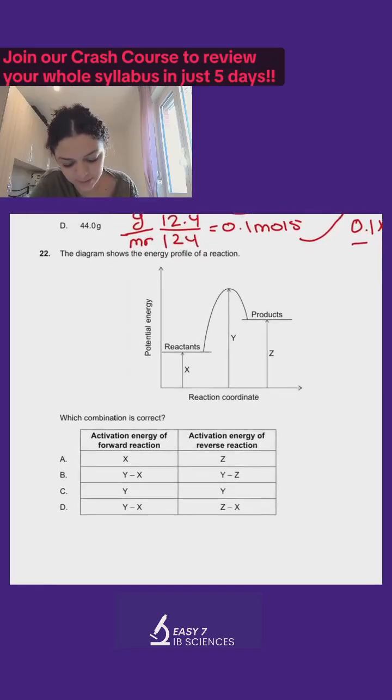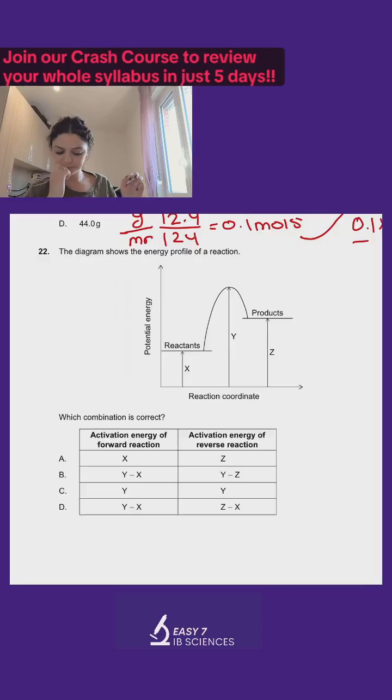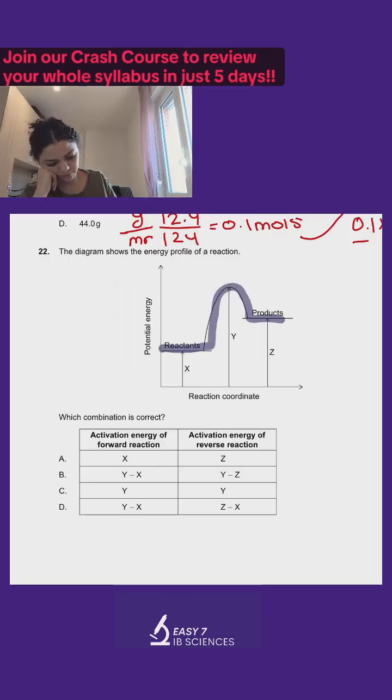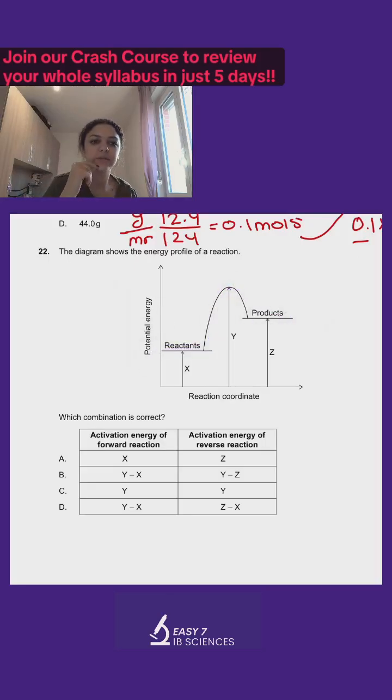Okay, next question. It says that the diagram shows the energy profile of the reaction. Which combination is correct? The activation energy of the forward reaction, the activation energy of the reverse reaction. So this is our forward reaction, and the purple will be our reverse. What is everyone thinking? Is it A, B, C, or D?